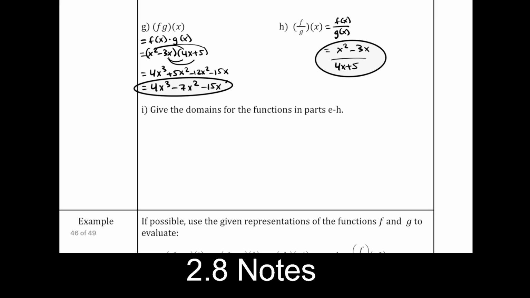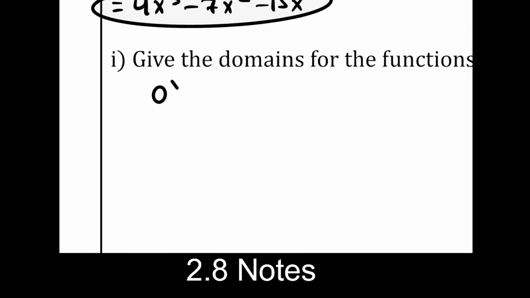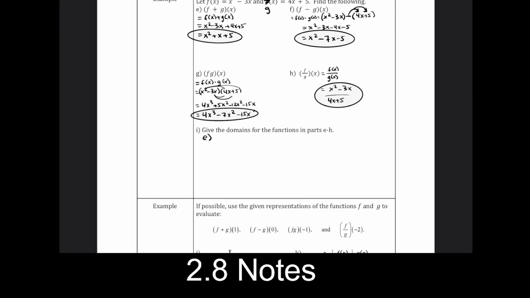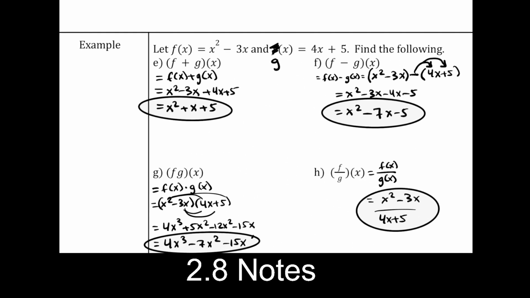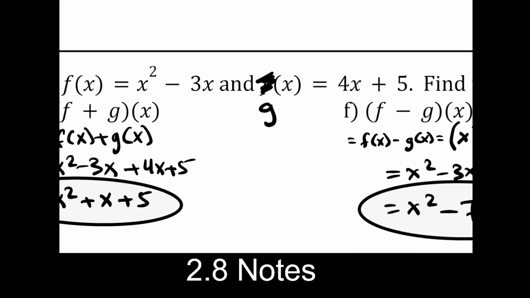So for part E, I'm not on the right thing. Part E, looking up at your paper, right? So part E is x squared plus x plus 5. And so what you can really do here is you can look at the domains and ranges, and mostly we're just doing domains, the domains of these two functions, right?